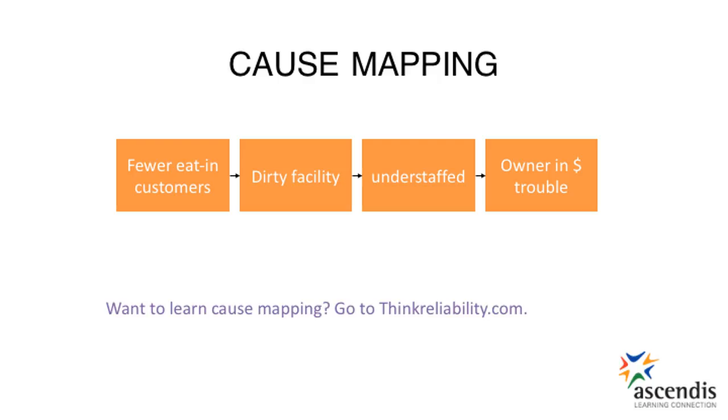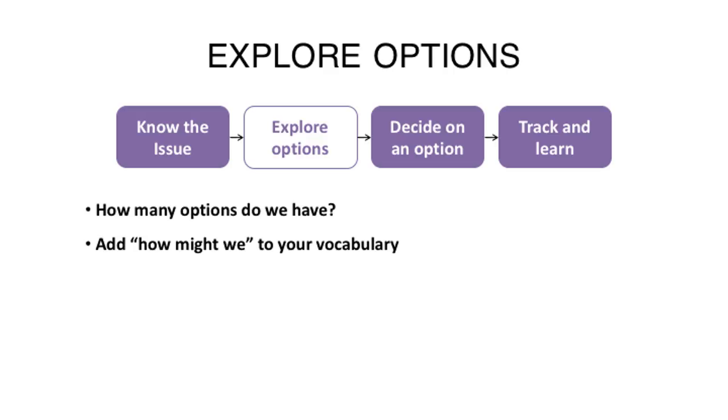So while that settles in, let me turn the page and let's think about the next step on this four phases that we've got there. The next piece there is to think in terms of the whole issue of options, plural. And my comment on the second bullet says, "how might we" is something that should be added to your vocabulary.